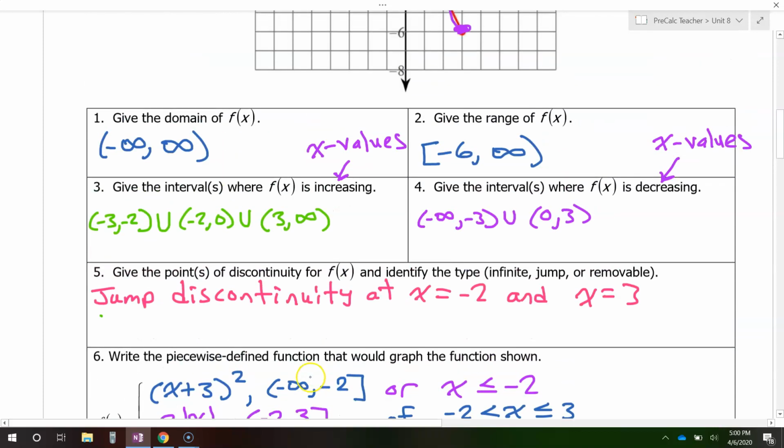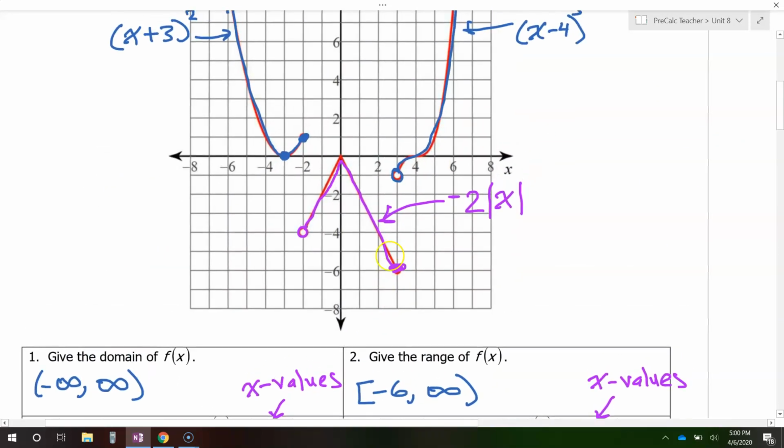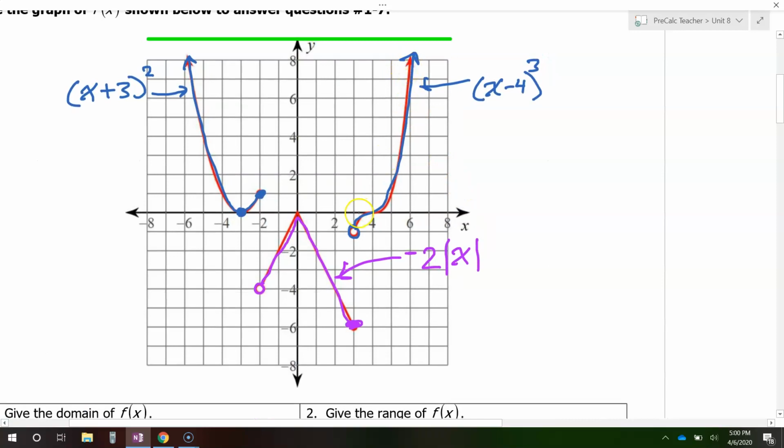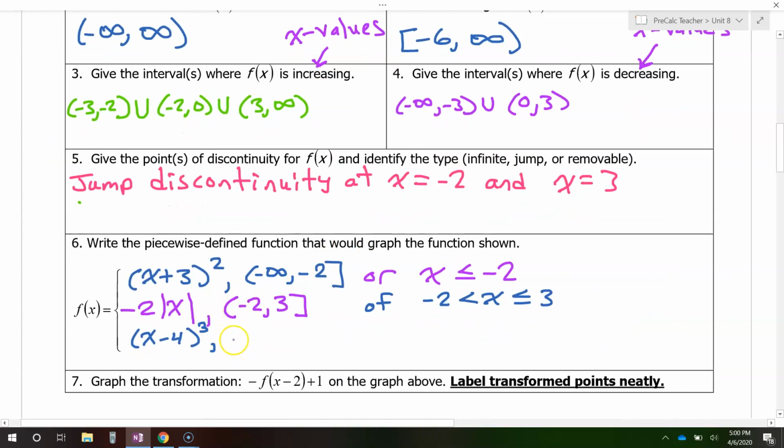Okay, now it's time for the domain. This goes from 3 to infinity. It goes to the right forever. So from 3 to infinity. Notice the open circle here at an x value of 3. So that's why I'm going to put parentheses, not a square bracket.